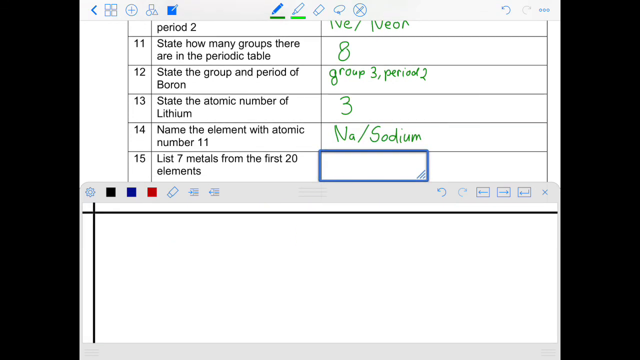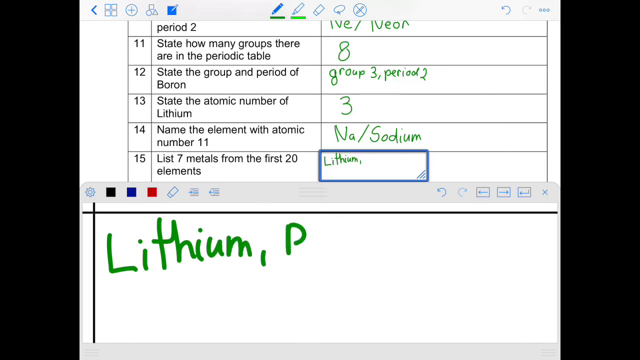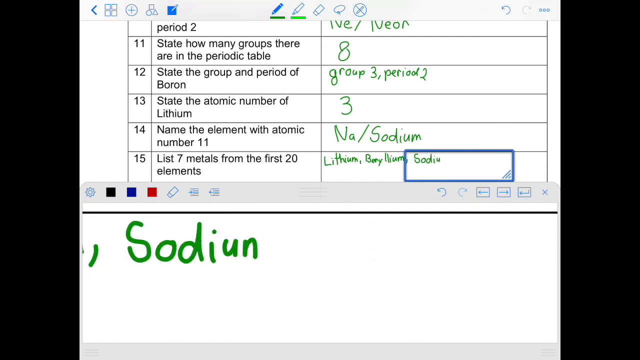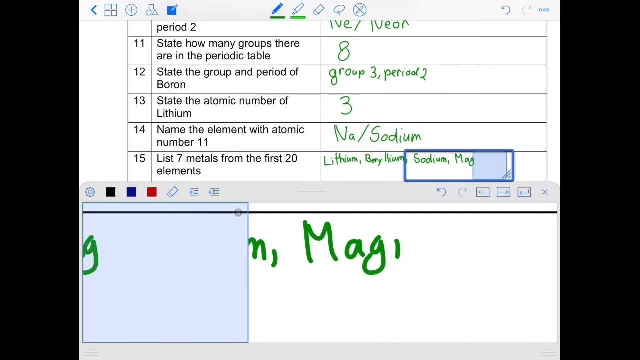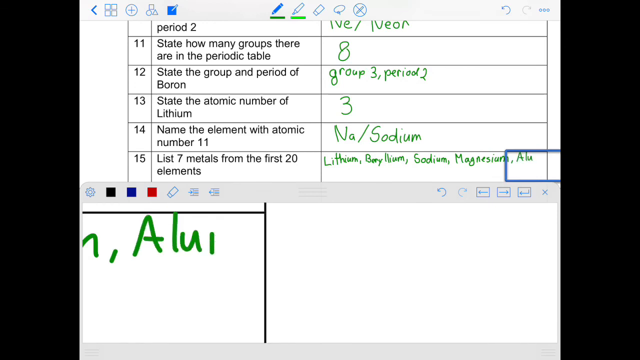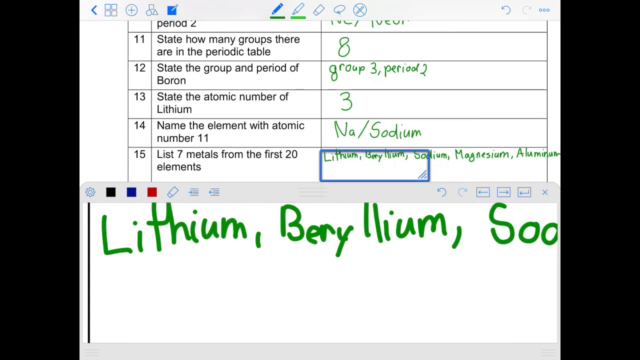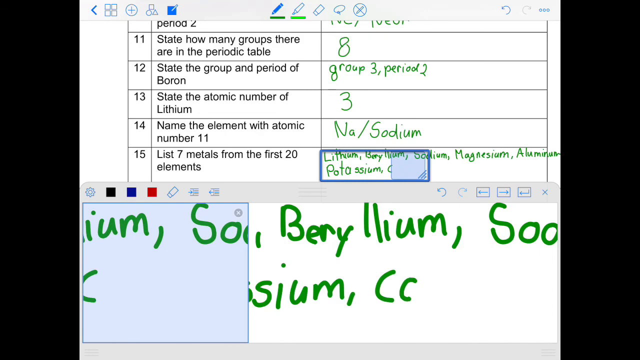And 7 metals. This isn't something we really talked about today, but it hopefully would be something you remembered from last time. So for that, we have lithium, beryllium, sodium, magnesium, aluminum, potassium, and calcium.